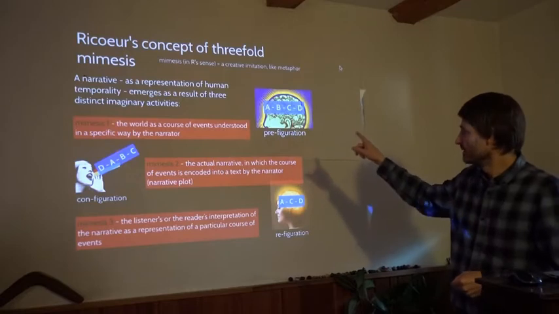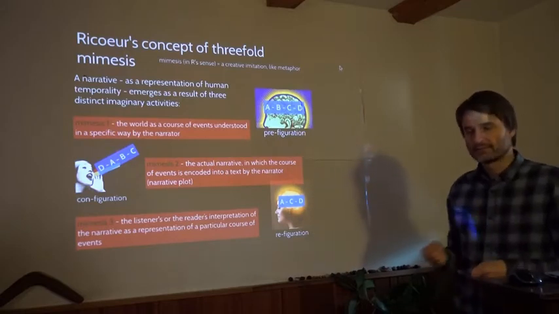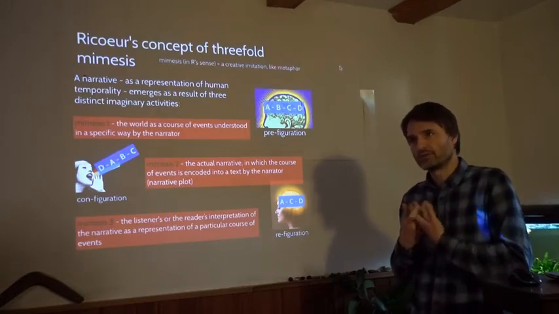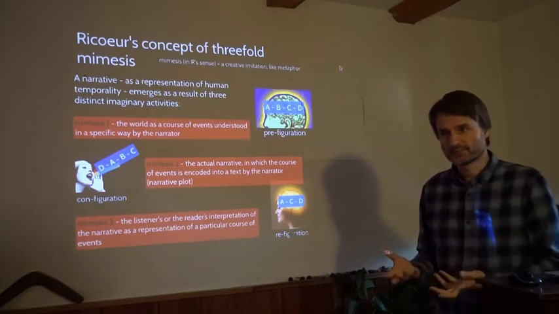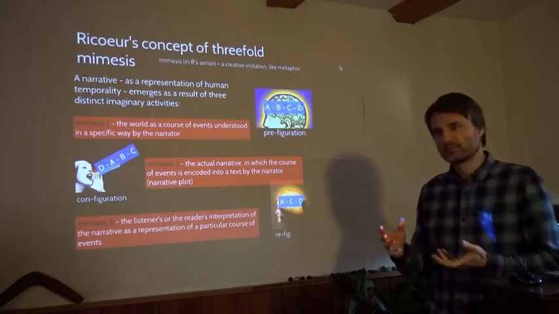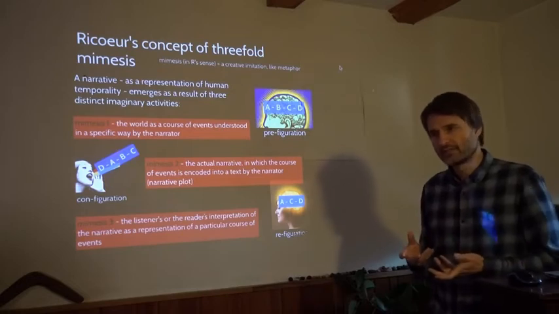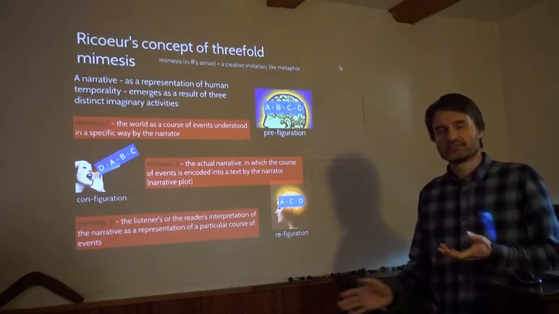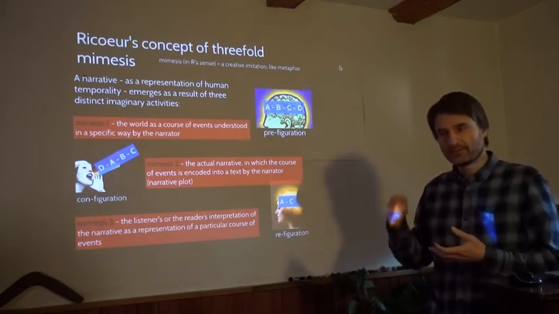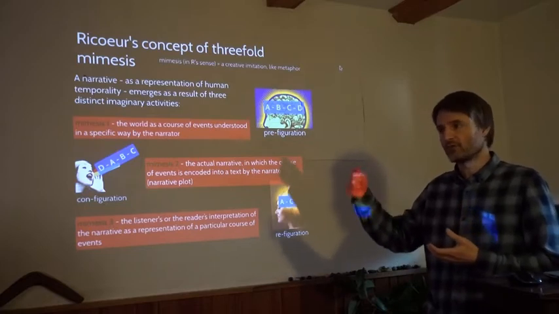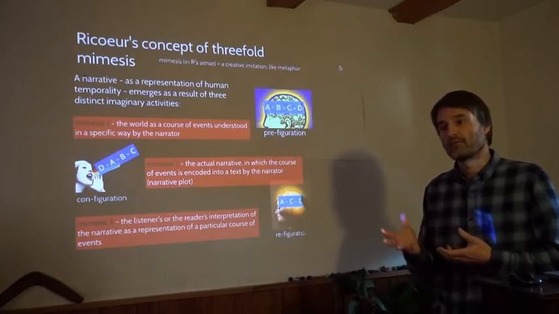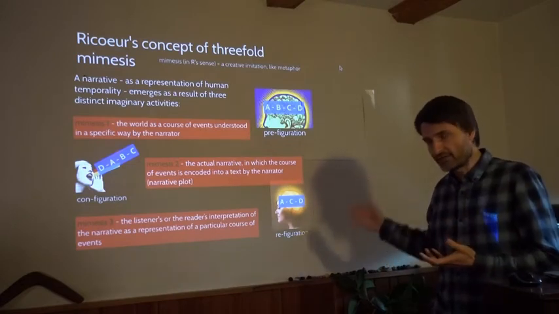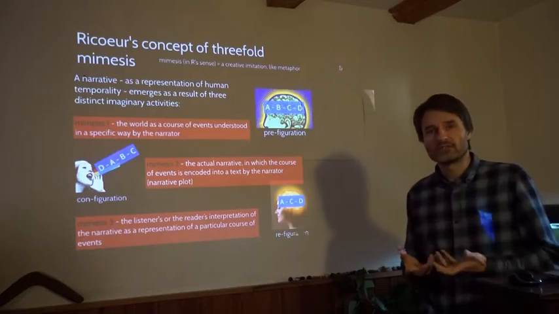What is prefiguration, or mimesis 1? When we want to tell a narrative, a story, to be able to create a story, we first have to have an idea that there is some sequence of events that happened. We must be able to think about the world in terms of chronological ordering. Without this ability to see past events, we are not able to tell a story.